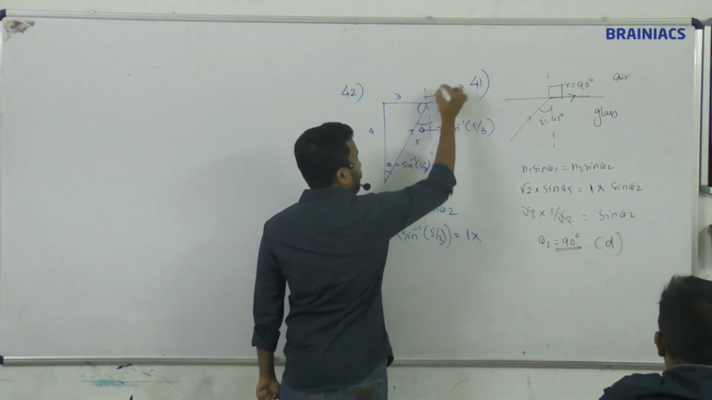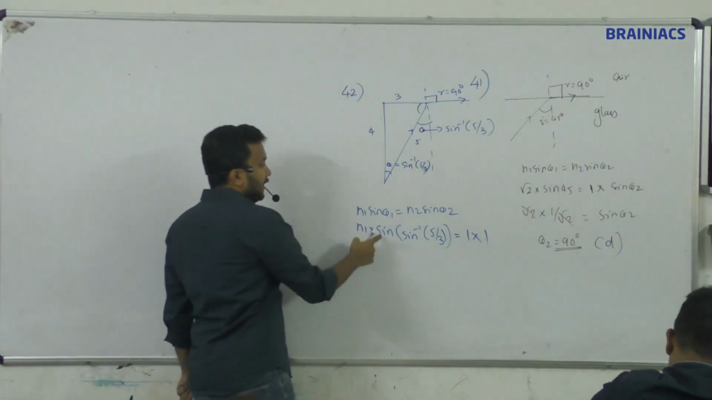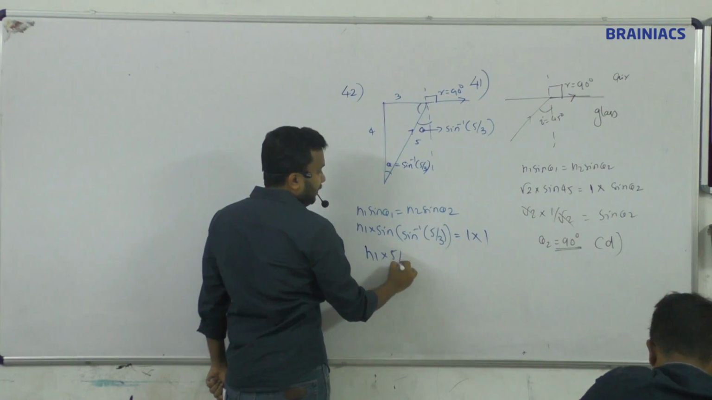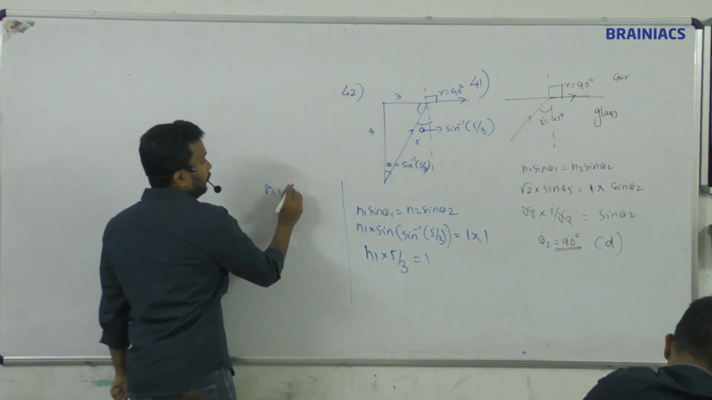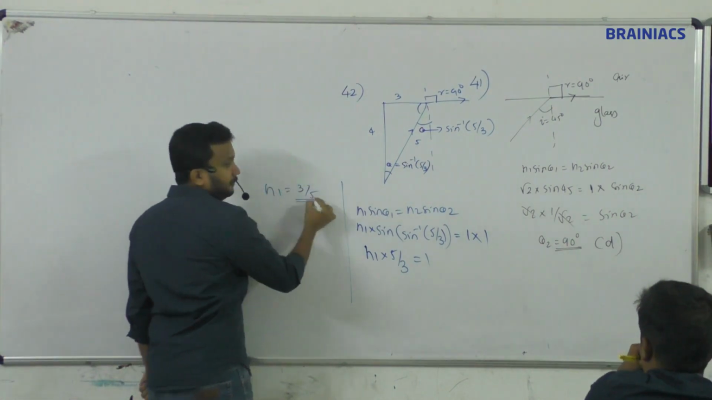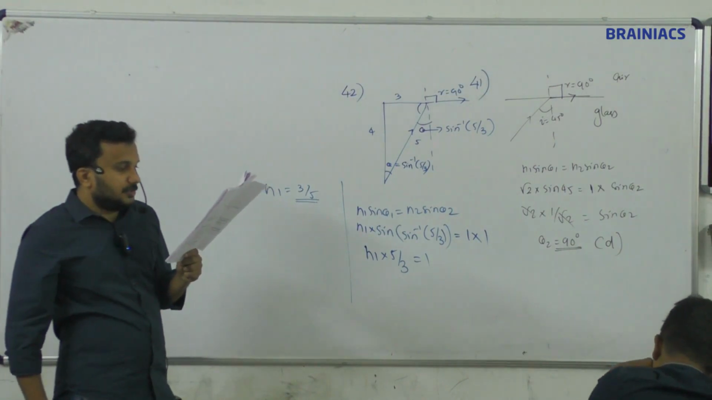Angle of refraction is how much? 90 degrees. Sine 90 is 1. So sine and sine inverse will get cancelled. So it becomes N1 into 5 by 3 is equal to 1. So what we got? N1 equal to 3 by 5. We got N1 equal to 3 by 5. What is the question?